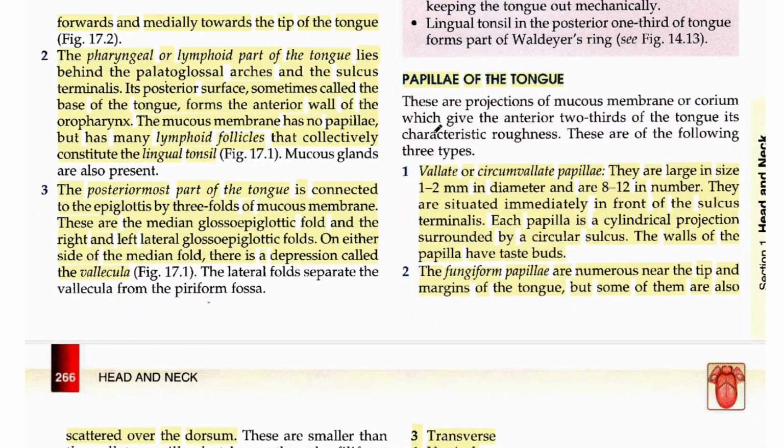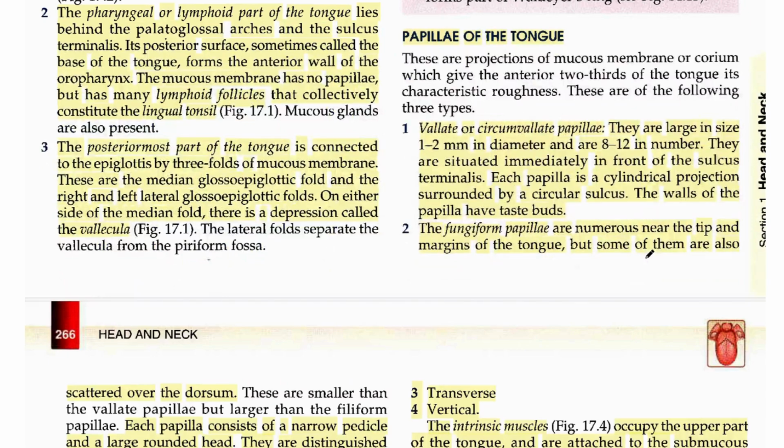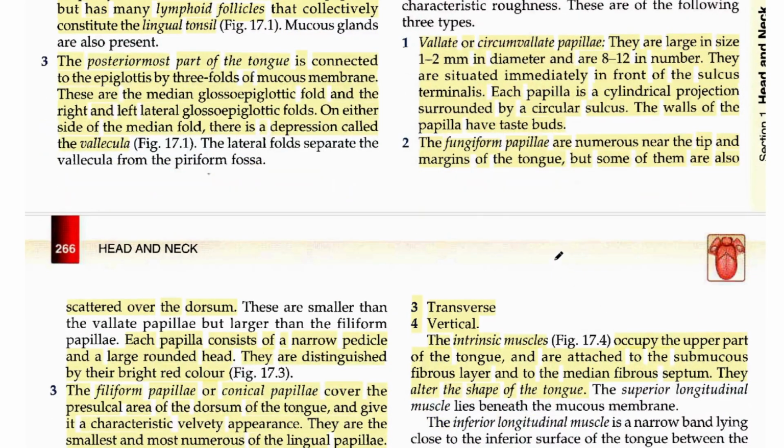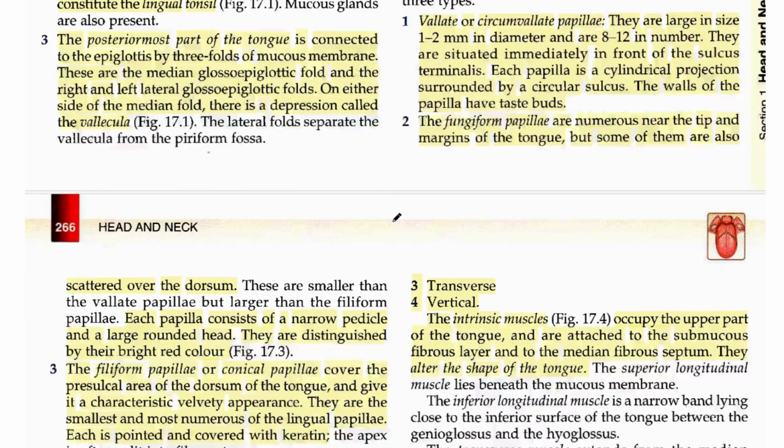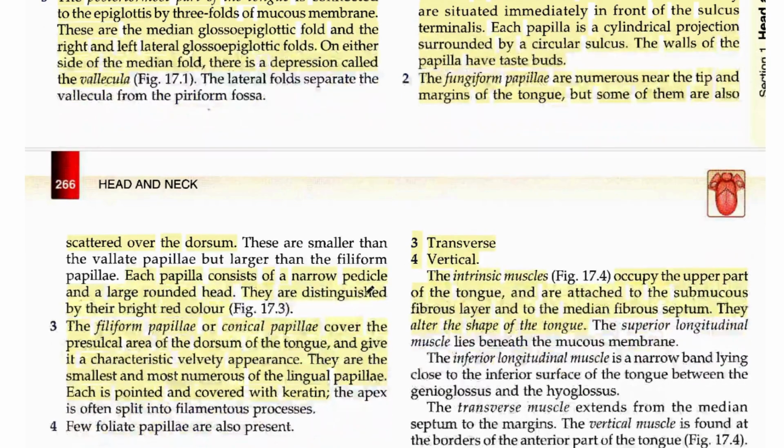So the papillae of the tongue are divided as what? The circumvallate papillae, largest in size, 8 to 12 in number. They are situated immediately in front of the sulcus terminalis. Then come the fungiform papillae. They are most numerous near the tip and margins of the tongue, but some of them are also scattered over the dorsum. Each papilla has a narrow pedicel and a large rounded head. They are distinguished by their bright red color.